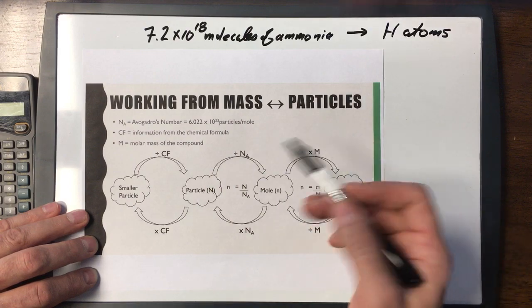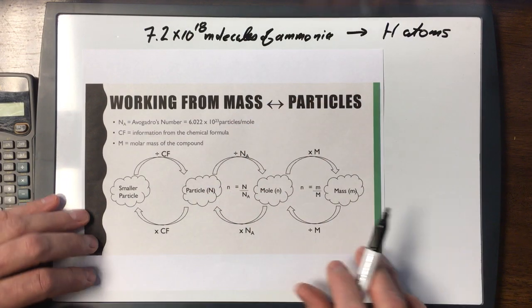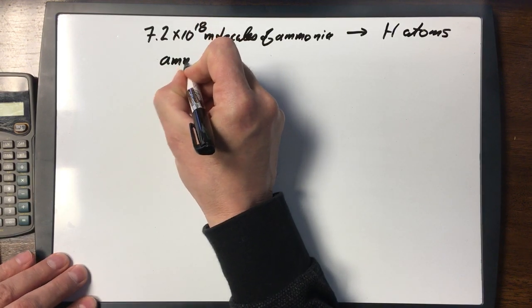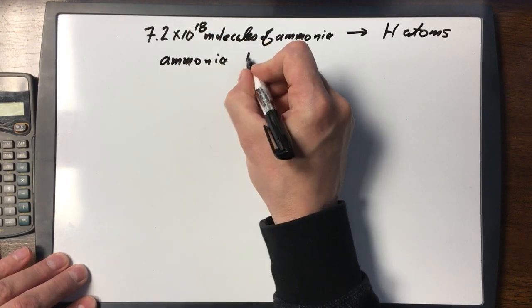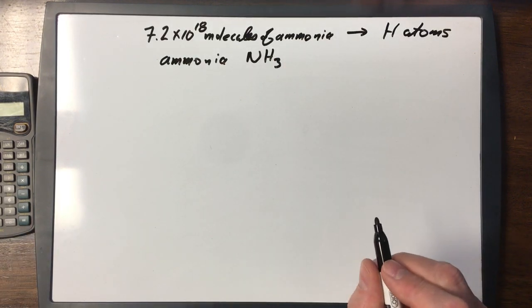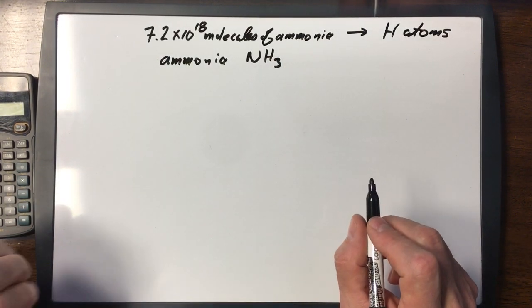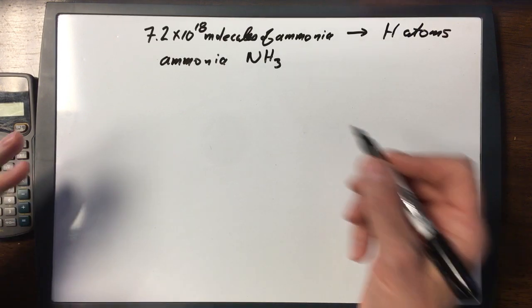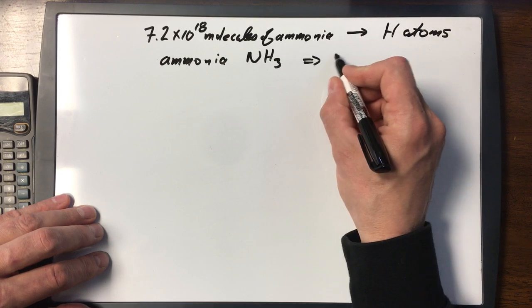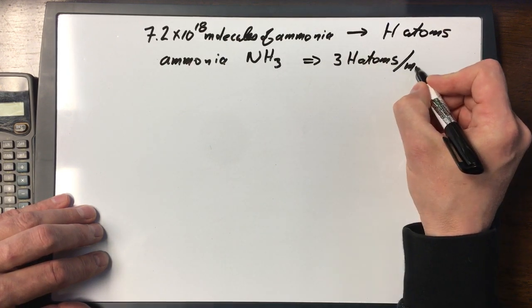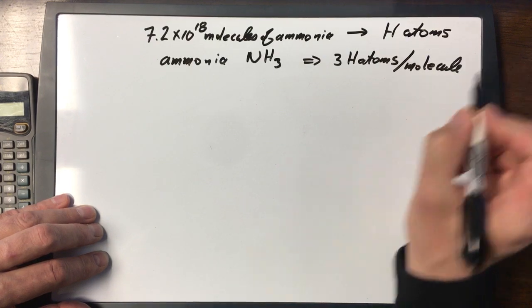So we need to know what is the chemical formula of the compound that we're dealing with. And in this case, ammonia is NH3. I noticed a lot of people in the quiz put NH4. NH4 is the ammonium ion. Ammonia is NH3. So basically what this is telling us is that there are 3 hydrogen atoms per molecule of ammonia.